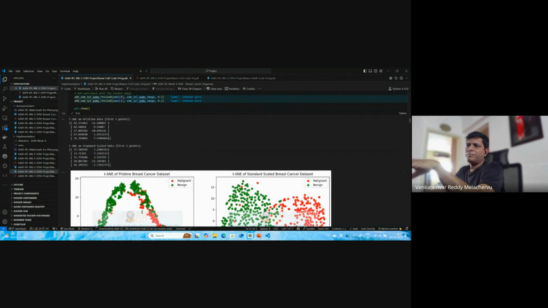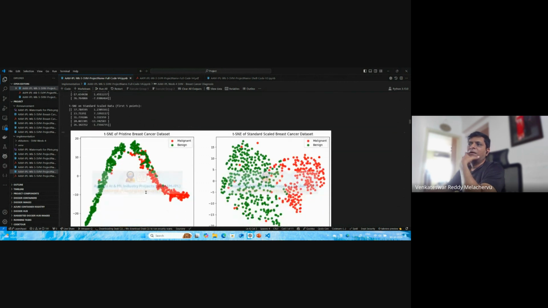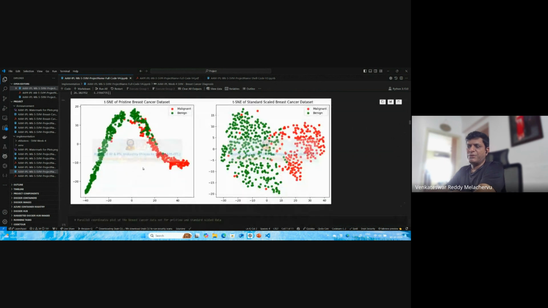So I've used t-distributed stochastic neighbor embedding just to see the data pattern in the reduced dimension. This is sort of like PCA, but for visualization. It has reduced the dimensions of the input data into only 2 dimensions. So you can see red are malignant and green are benign. And this is for the standardized data, with mean 0 and variance 1.